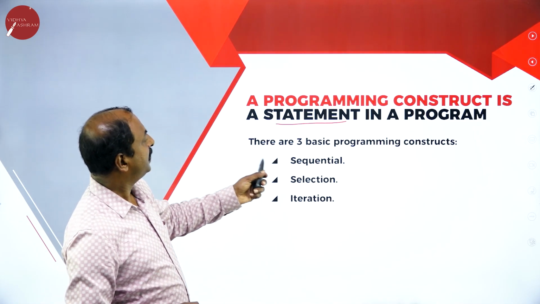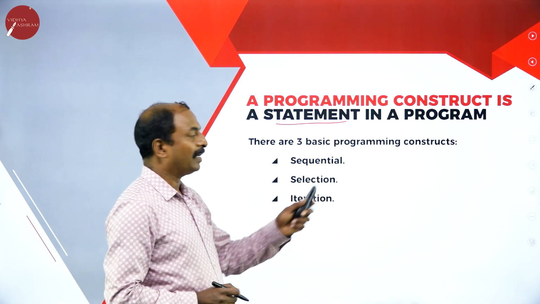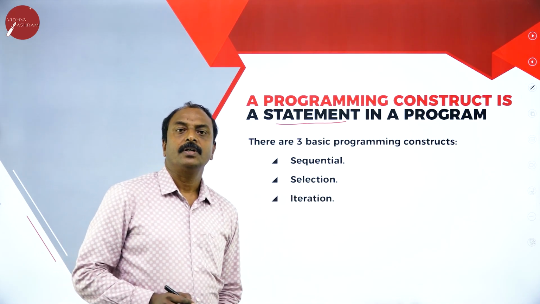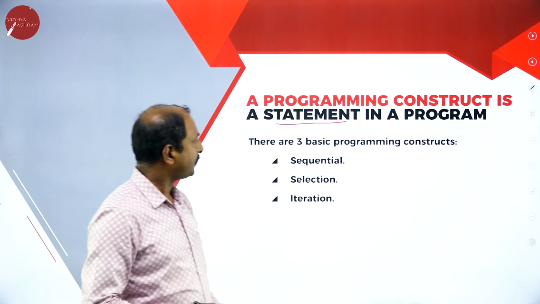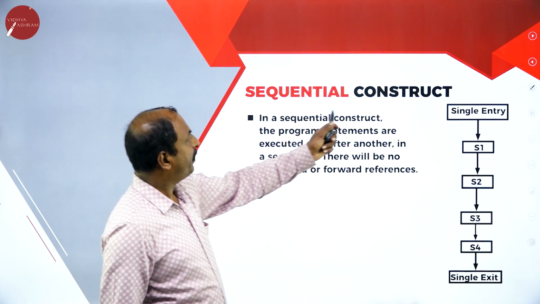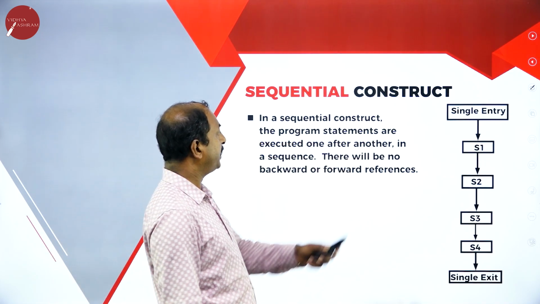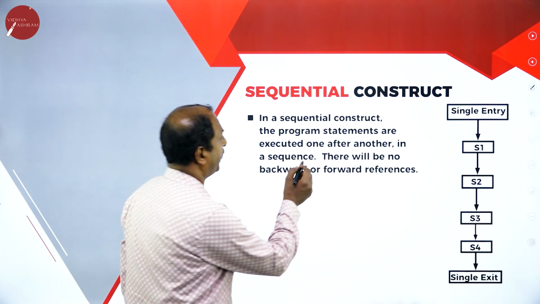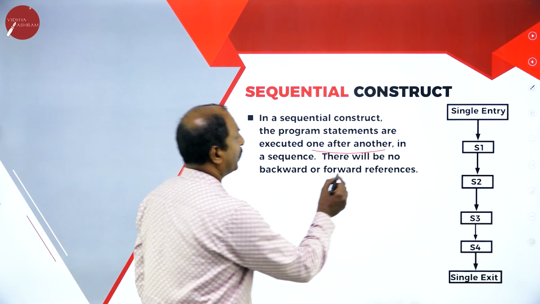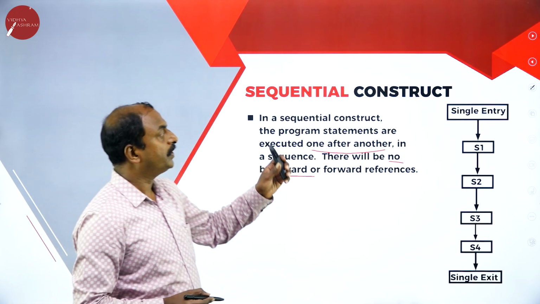Now, let us see the different types of programming constructs. The first one is sequential programming construct, then selection programming construct, and iteration programming construct. Now, let us see these one by one. The first one is the sequential construct. The definition is: in a sequential construct, the program statements are executed one after another in a sequence, and there will be no backward or forward references. This is the definition of the sequential construct.